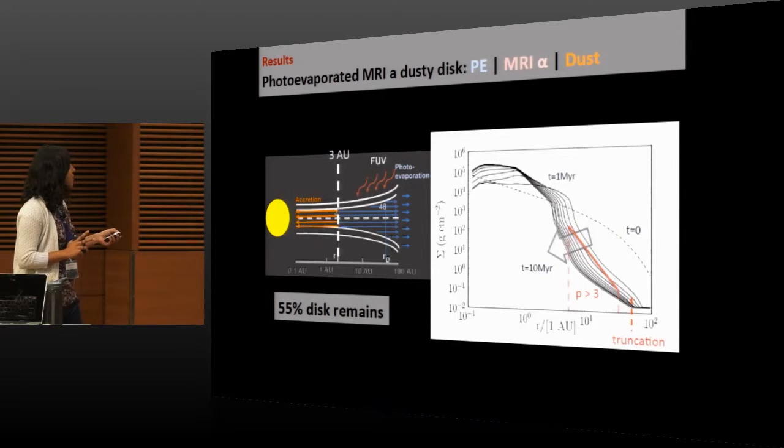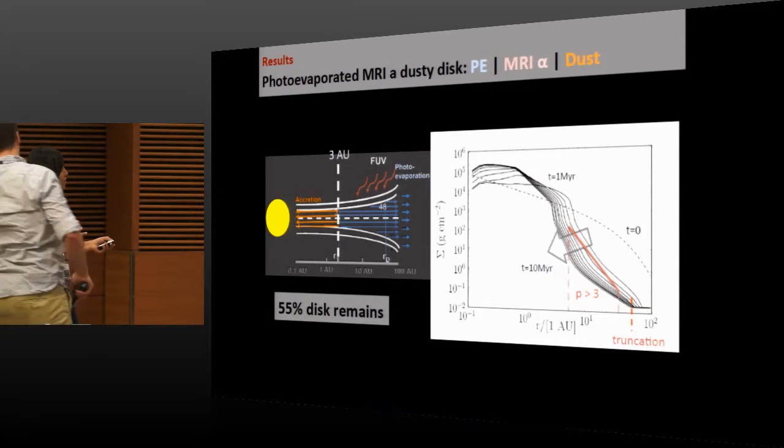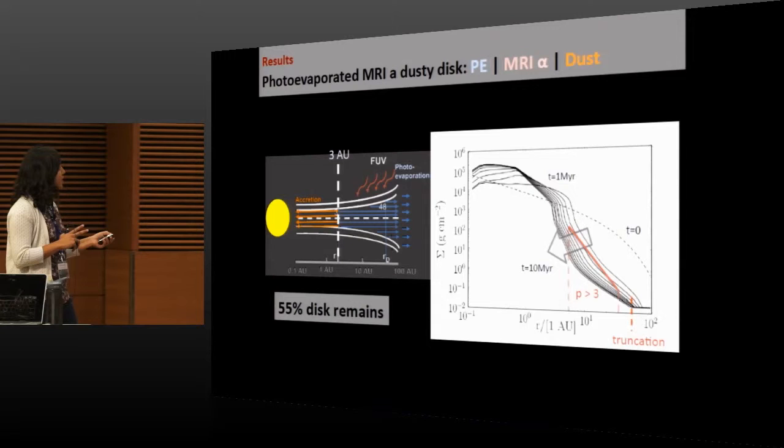What we see here is the dust stalls the inner disk evolution by absorbing charges in the interior of the disk, and the rest of the disk just piles on top of the inner disk, erecting this really steep profile, where P is much greater than 3. And so this is really interesting. Of course, we don't include grain growth here, so that is an important caveat.